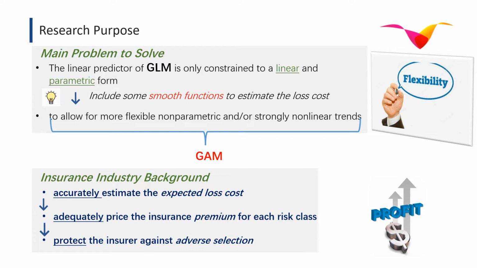By doing this, the insurance companies can more accurately estimate the expected loss cost and then more adequately price the insurance premiums for each risk class. As a result, it can protect the insurers against adverse selection and also help them find their niche markets to operate more competitively and profitably.